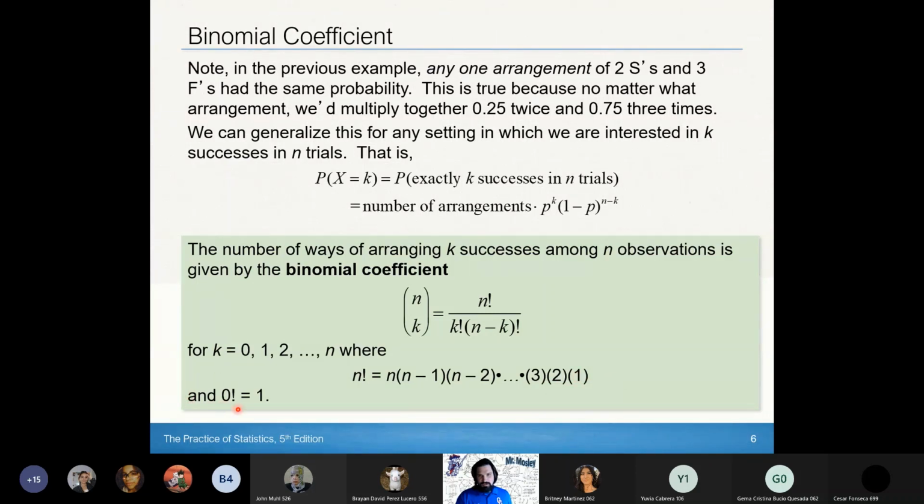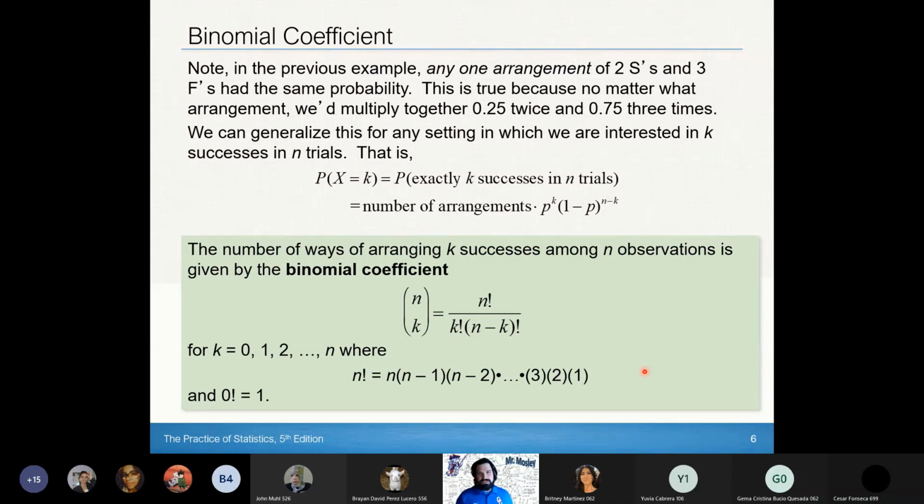And 0 factorial equals 1. It does not equal 0. There's reasons for that. We don't have time to get into that in this class. It's beyond the scope of this class. Just know that it's a fact. So an example of a factorial: if I do 5 factorial, it's 5 times 4 times 3 times 2 times 1.